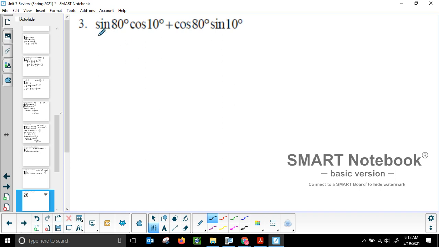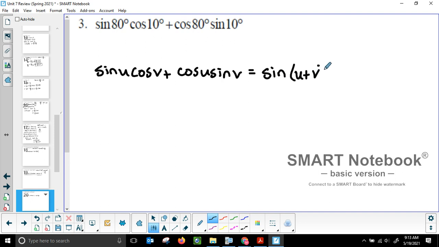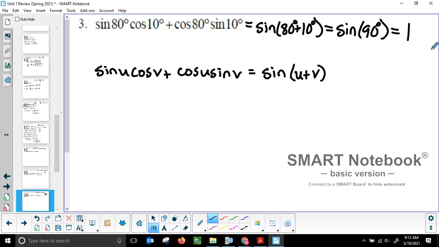All right. So again, very similar. This looks like sine u cosine v plus cosine u sine v. And that is equal to the sine of u plus v. So this is equal to the sine of 80 plus 10, which is equal to the sine of 90 degrees. Exactly.